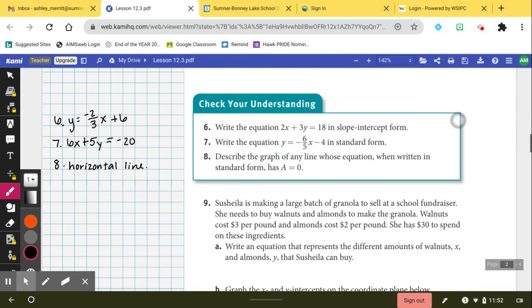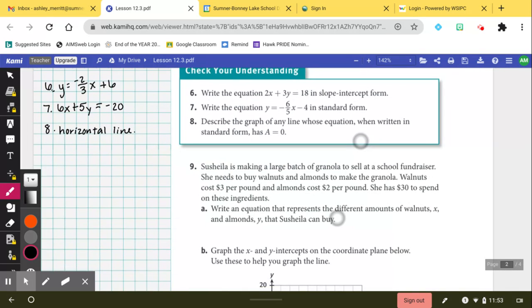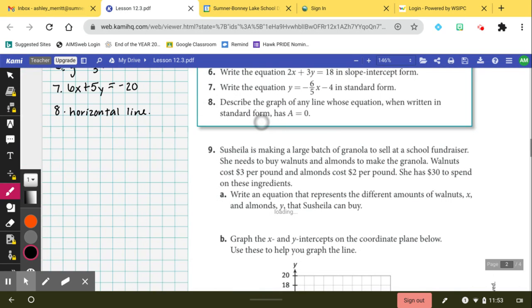For 6, the equation should be y equals negative 2/3 x plus 6. 7 should be 6x plus 5y is equal to negative 20. And then as we found out in part 1, if a is 0, we are dealing with a horizontal line. All right, so let's go to our word problems.